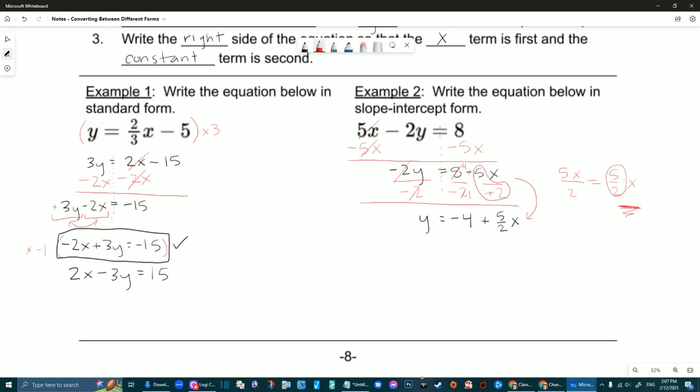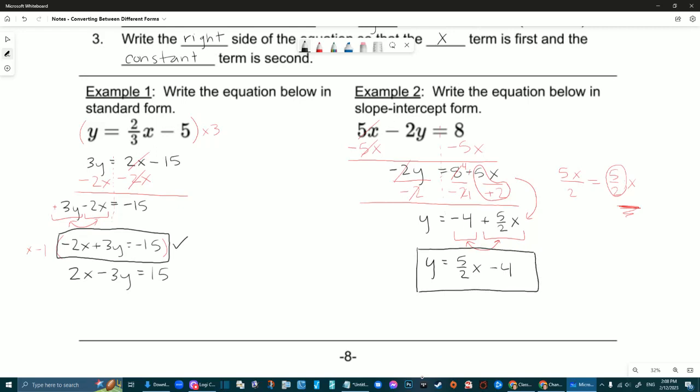We're getting a lot closer. There's one more step, and that's to focus on the right side where the x is and make sure that those two terms are in the appropriate order. And right now they're not. We need to push the x term to the front and push that constant term to the back. So doing that, we get y equals 5/2 x minus 4. And that is in slope-intercept form.